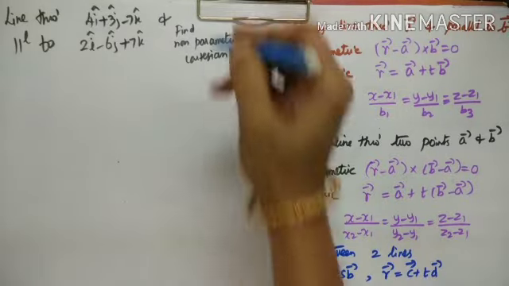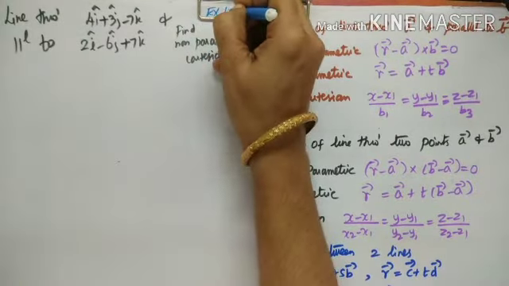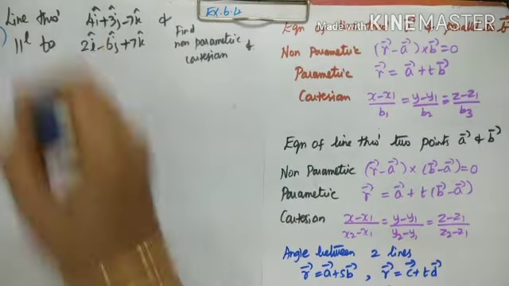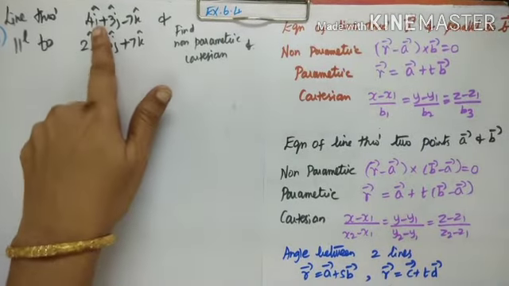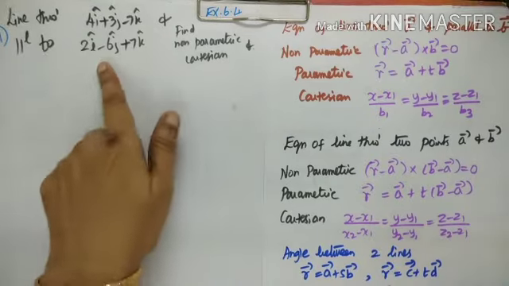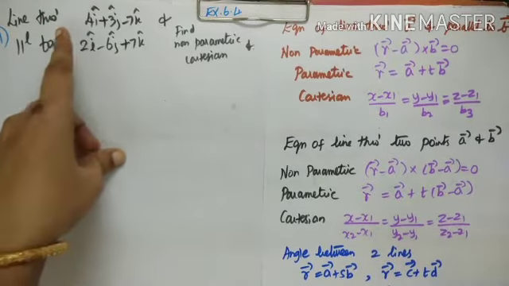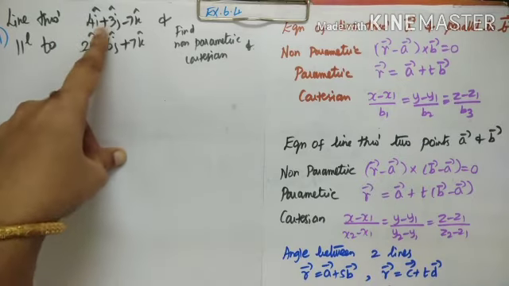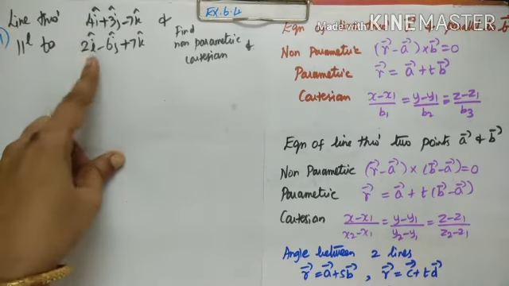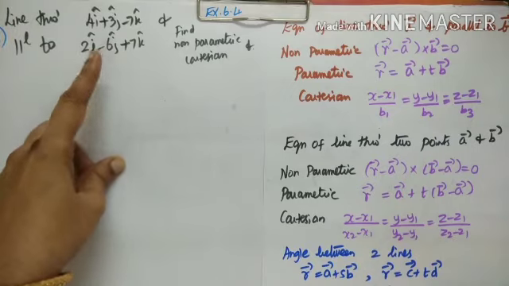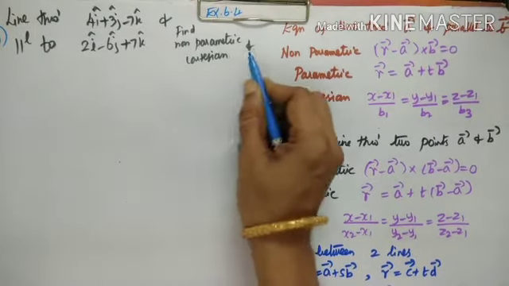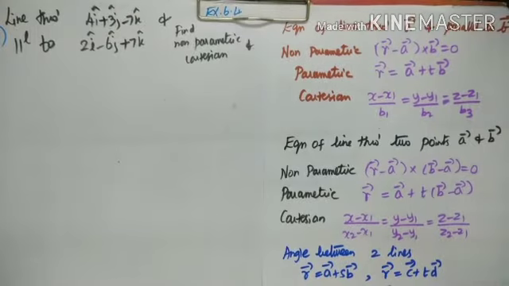Exercise 6.4, question number 1. So given a line is passing through and parallel to. These are the 2 words that we have to be careful. Line passing through is nothing but a point. Parallel to, what? That is a direction. We need to find the non-parametric and Cartesian equation.